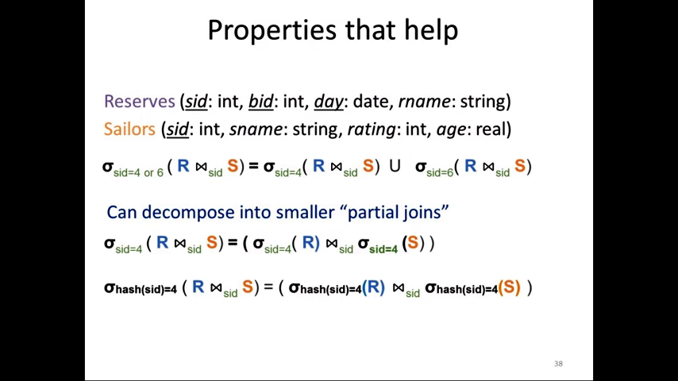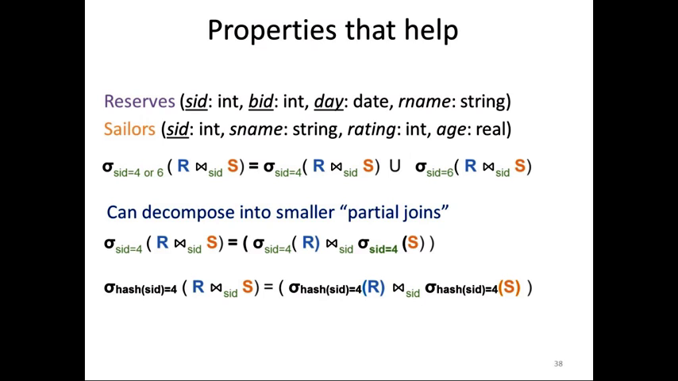Two smaller joins, since in each part of the union that we have here, we can first push this condition, sailor ID equals 4, on R. We can say, actually from R, I don't want all reservations. I only care about those for sailor ID 4, and here as well, I only care about those for sailor ID 6. And so we can do the selection by sailor ID before we do the join.